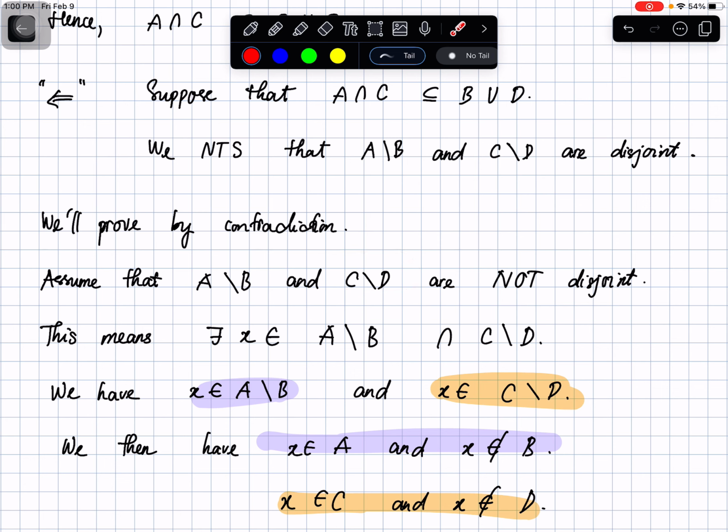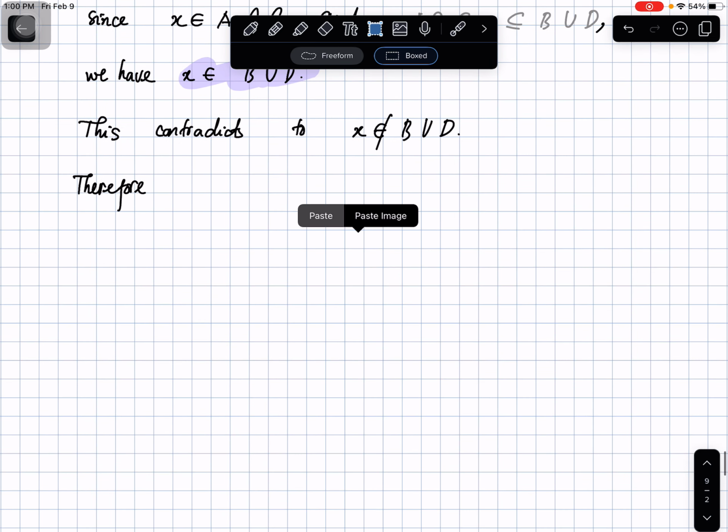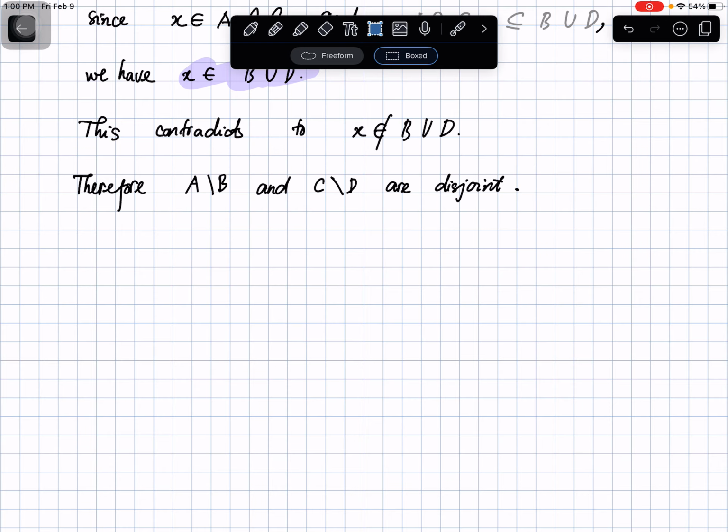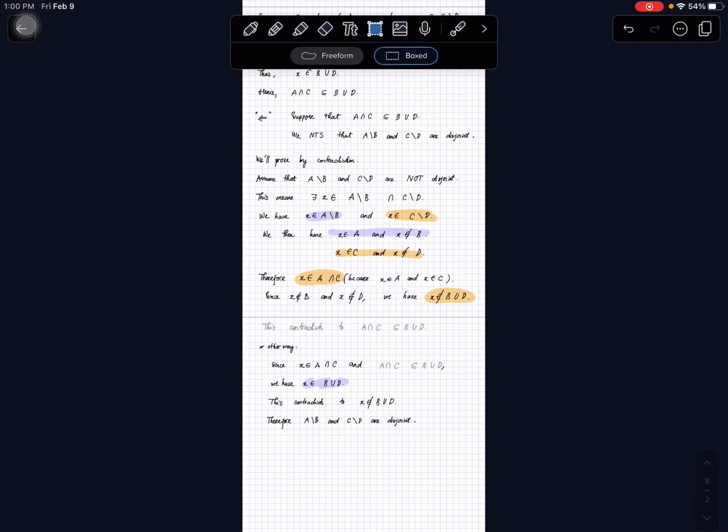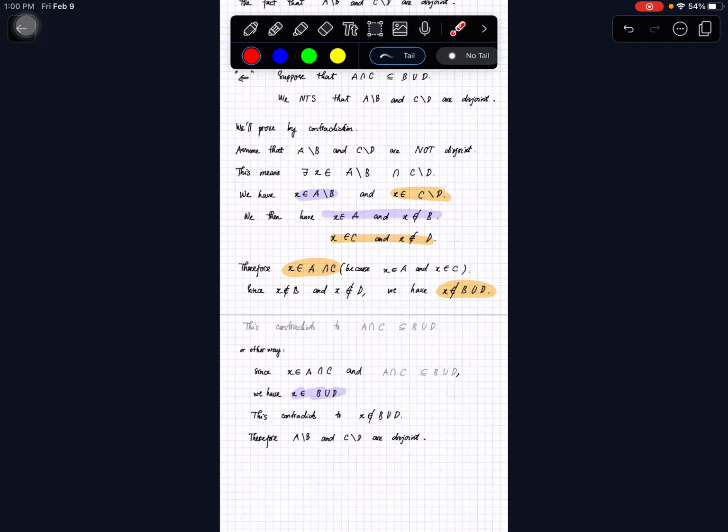Therefore they are disjoint. Thus we have the two sets are disjoint, which is what we needed to show. And that completes the backward direction, and we finish the proof.